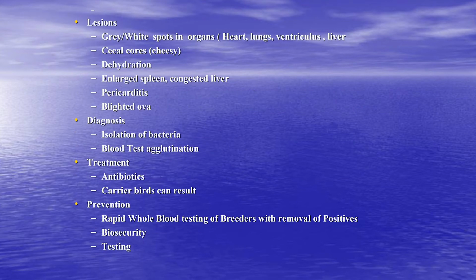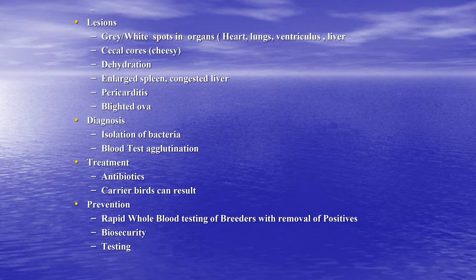What did we see as far as lesions with this one? Grayish white areas of necrosis in the body organs, such as the liver, the heart, the lungs. May see some cheesy cores in the ceca. Now, the ceca are those two blind sacs off the intestinal tract at the junction of the small and large intestines. They may contain a core of what looks like just a little piece of dried cheese. Of course, the birds would be dehydrated. They would have an enlarged spleen and congested liver. Inflammation around the heart. In older birds, the hen could have what's referred to as blighted ova. The follicle would look sort of grayish white in color.